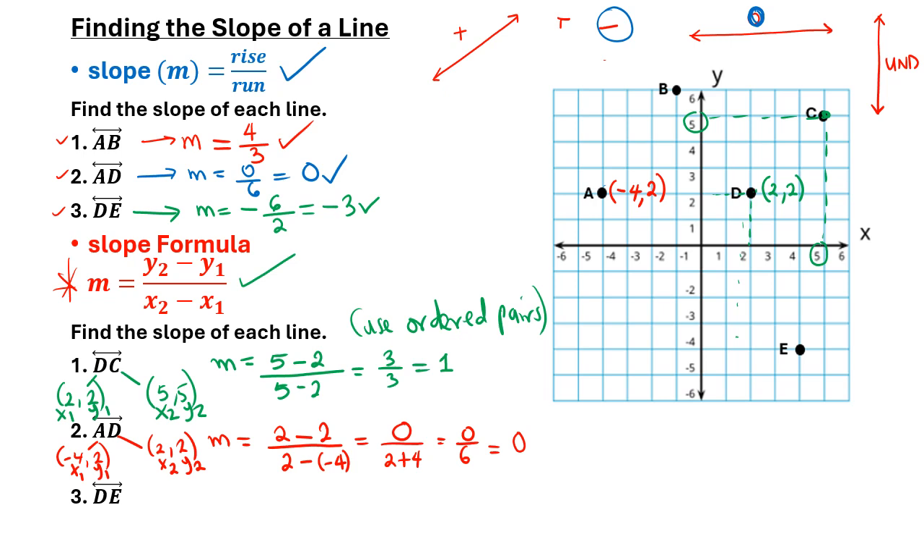Can you see that? Nice. So 0 divided by 6 is 0, and then we are done. Can you pause this video and try to do DE to see if you end up with -3 if you use the formula? Remember, it's the same thing we've already done. All right, pause the video, try it out, and let me see what you get.